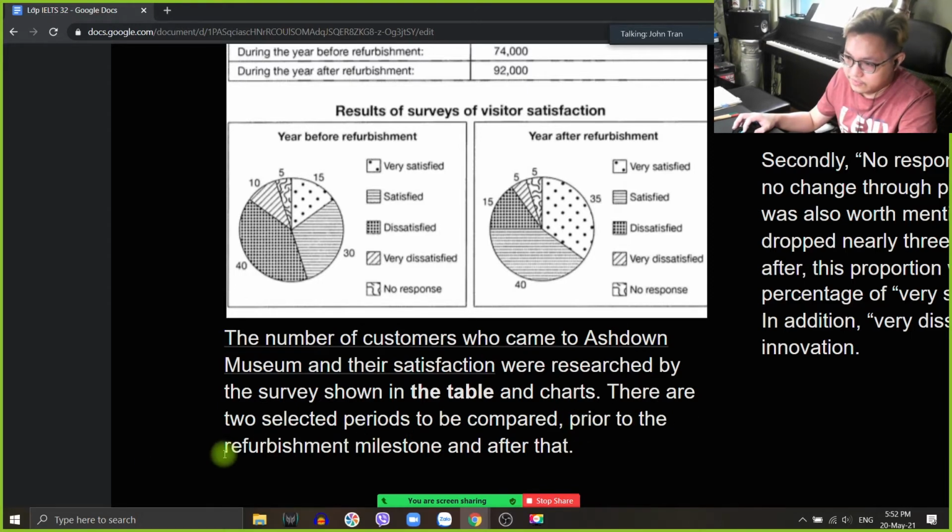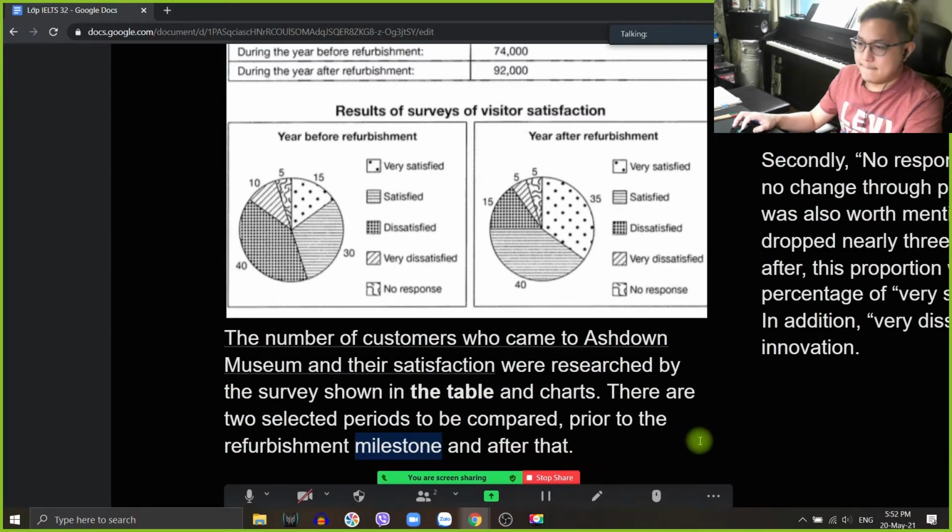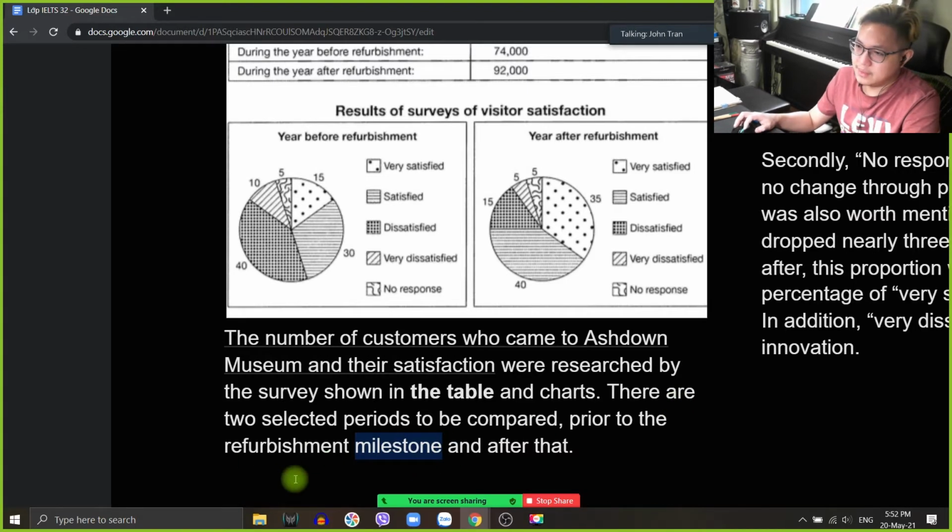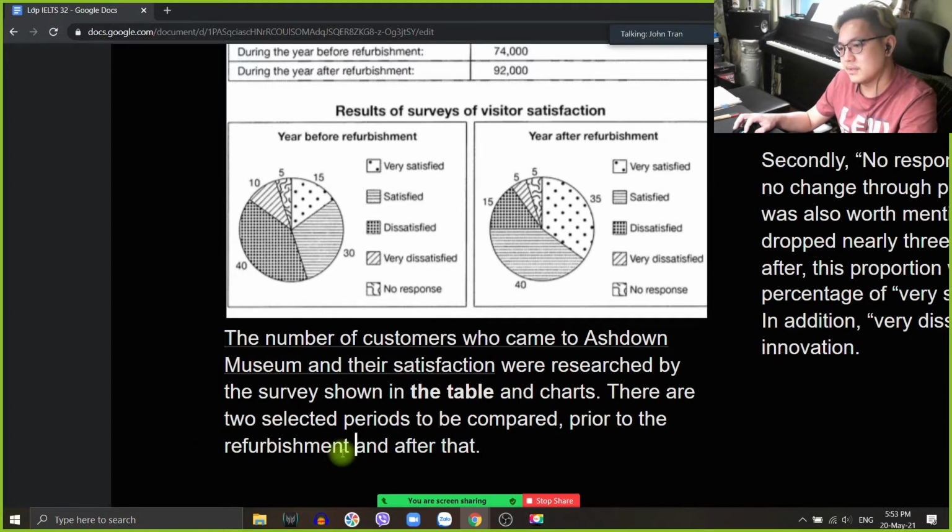Prior to the proper refurbishment milestone, and after that. Milestone, it means goal, right? You don't have to write refurbishment milestone, you know, because this one sounds extra. It doesn't sound like you need it. Không cần đâu nha. Prior to the refurbishment and after that. Okay.